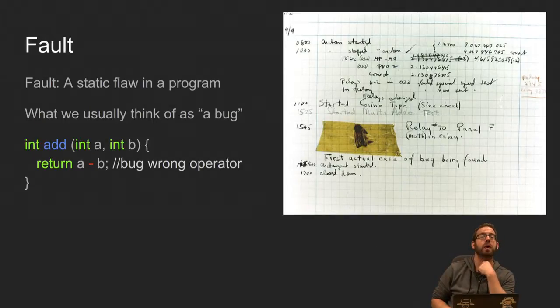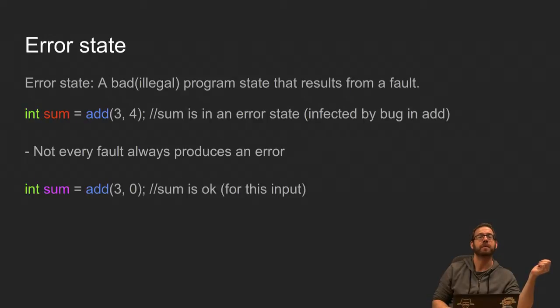It takes two arguments, A and B, and I've introduced a bug, a very stupid bug, because we should add something, but we actually subtract something because I used the minus operator. So the minus operator here is what I call a bug. It's a static flaw in a program. So a fault is that bug. It's the same thing, right?